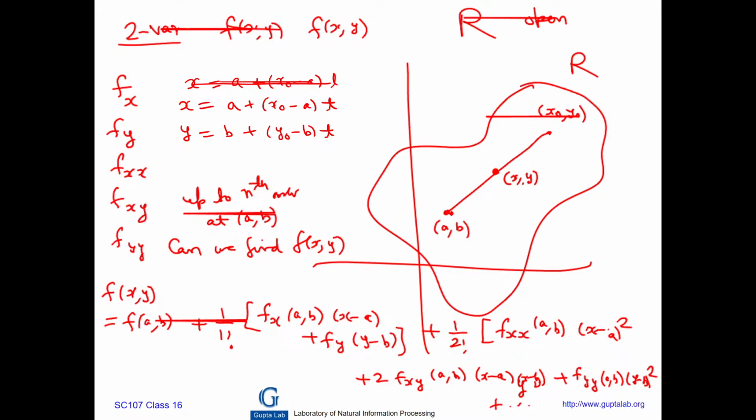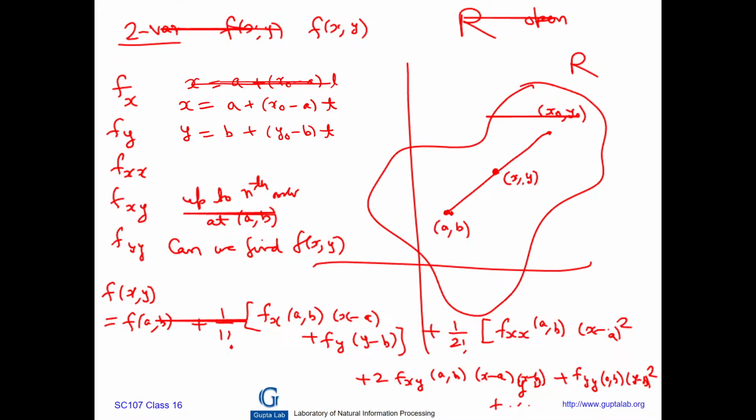And how do we get it? Because x minus a is a multiple of x naught minus a, for some t. Similarly, y minus b is a multiple of y naught minus b for some t. So we can write down these equations. So this is the parametric equation of the line.